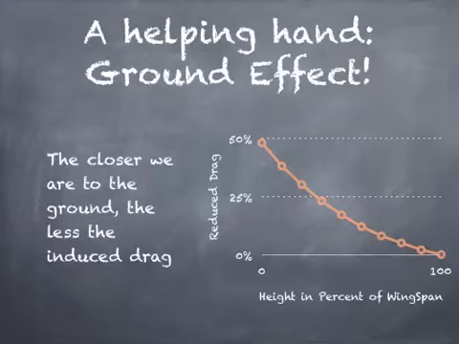Now, how do we do this? Good news, we have a helping hand. It's called ground effect, which means that the closer we are to the ground, the less the induced drag. Looking at the chart on the right, we see the induced drag reduction on the left corresponding to the height as a percent of the wingspan. Therefore, at almost takeoff, or very little height above the ground as compared to wingspan, we achieve almost a 50% reduction in induced drag, as compared to a height of a full wingspan, where there is almost no reduction in drag.